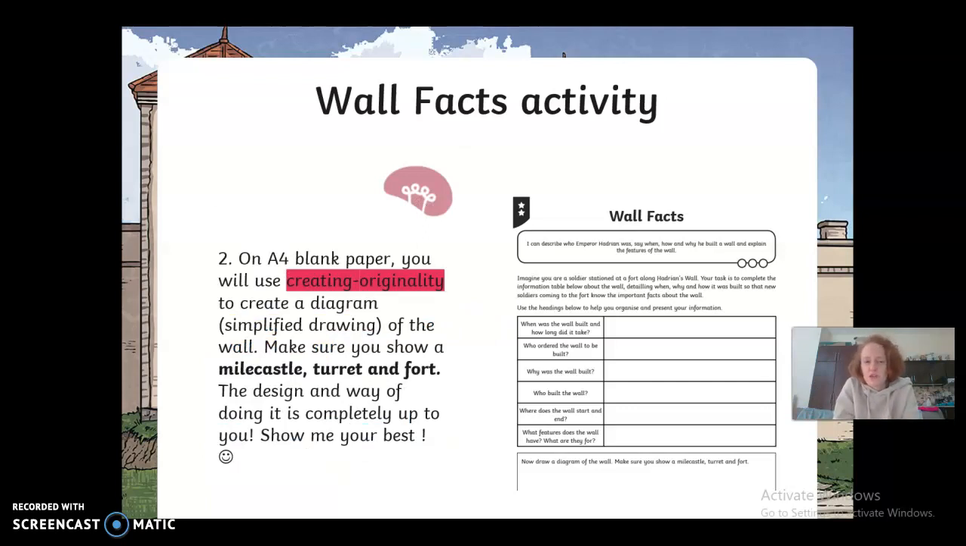And we will also be using creating originality, since you will be drawing a picture, or a diagram, of the wall. I would like you to be original. I would like you to be creative. So you are going to be using your creating originality part of your brain. Make sure you show a mile castle, turret, and fort in your diagram drawing. The design and how you're going to do it is completely up to you. Show me what you got, basically.